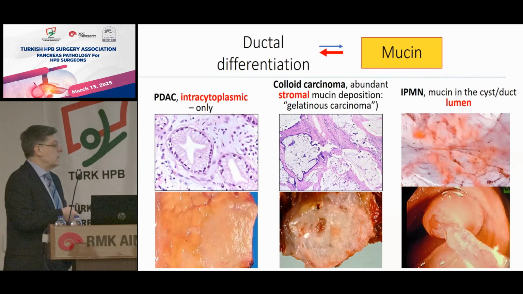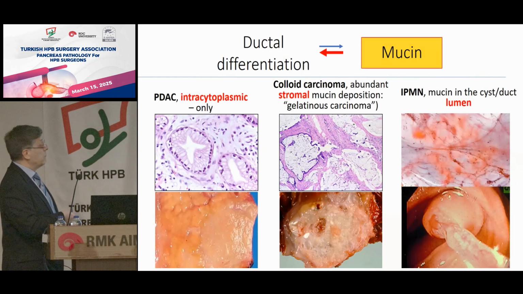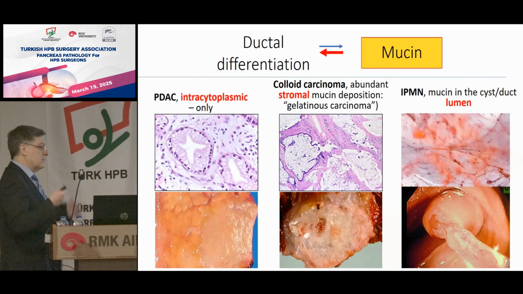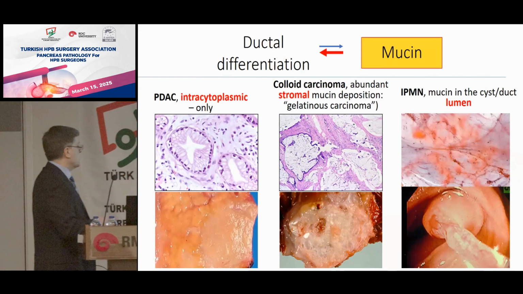Now, mucin can be intracytoplasmic, and in most cases it is. And mucin can be stromal abundant, like mucinous colon cancers, in which case we call it colloid carcinoma, and it has a much better prognosis. And mucin can be luminal, secreted to the lumen of the ducts, as in IPMNs, which can then be even extruded from the ampulla of Vater, creating this diagnostic mucin oozing from the papilla of Vater appearance. So there's a spectrum of mucin formation. Of course, the more it is, generally, the more it's good in the pancreas, but it doesn't always work that way.